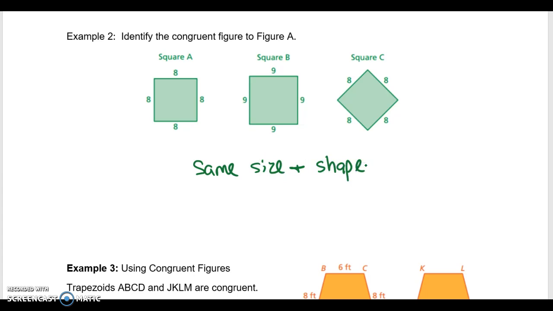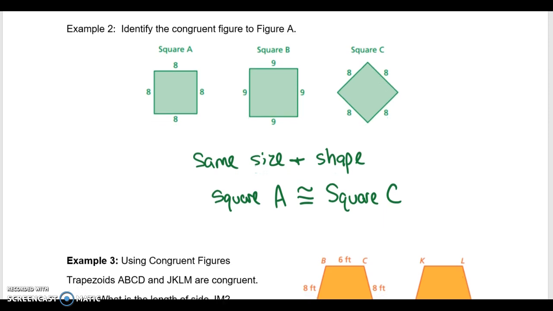On your homework, you'll probably be asked to explain, so make sure you're using these terms. So we can see that square A is congruent to square C. This one might look like a diamond, but if you turn it sideways, it is in fact a square, and it tells us it is a square. And we have to pick square C because it's the same size. B is also a square, but not the same size.